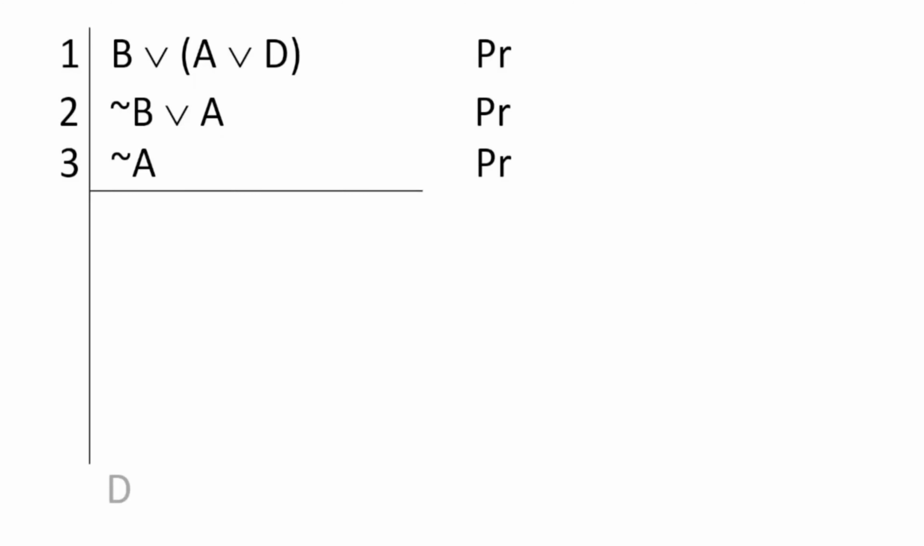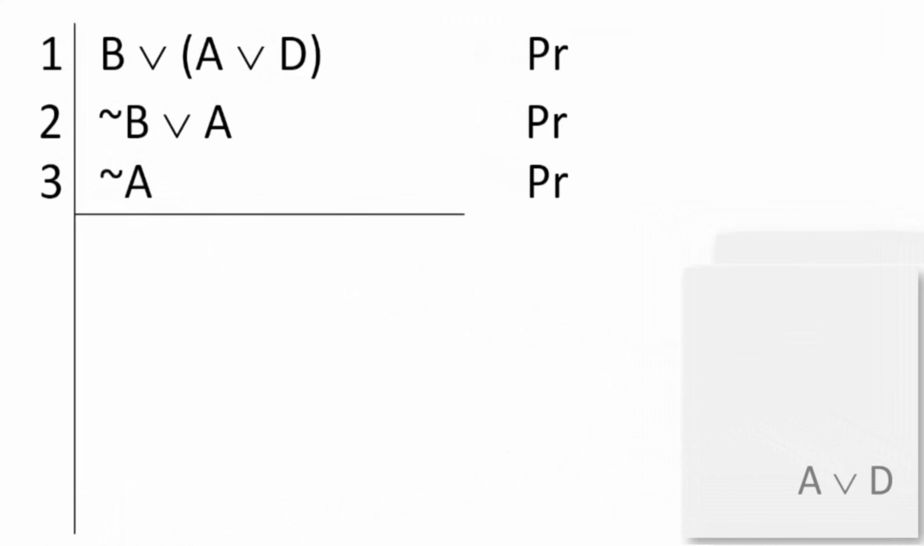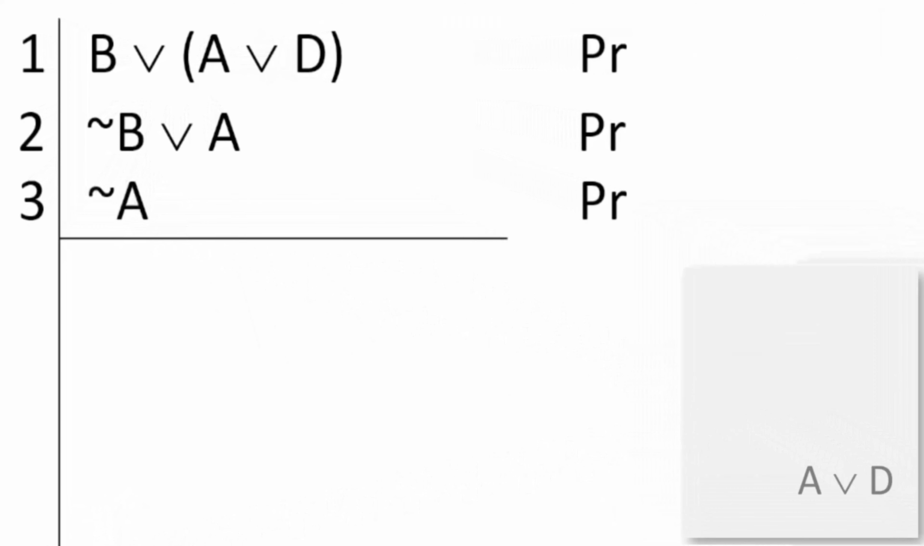We want D. Let's take our scrap paper. D is hidden within parentheses. It's a disjunct, but the disjunction is hidden. To get D, we would need A or D, the disjunction, and also the negation of disjunct not A. But we note that we already have not A, so we don't need to worry about it, fortunately. We have to worry about getting A or D.